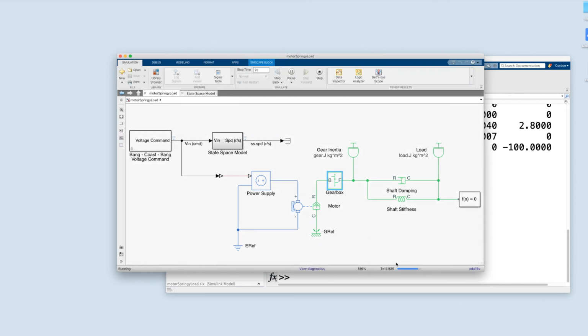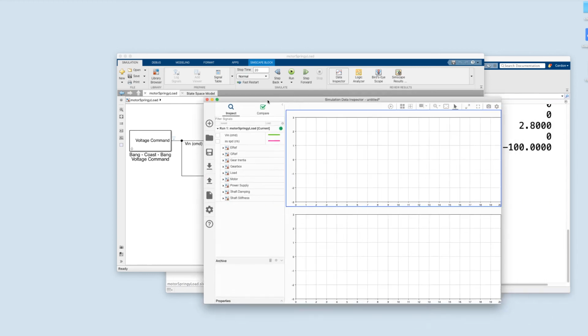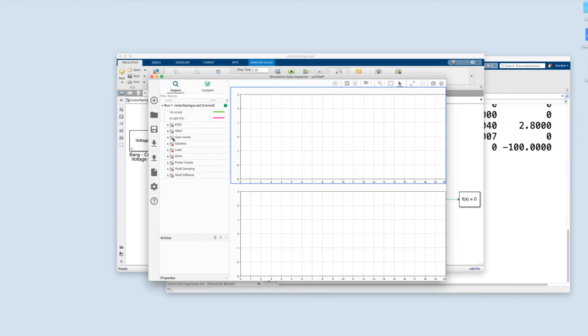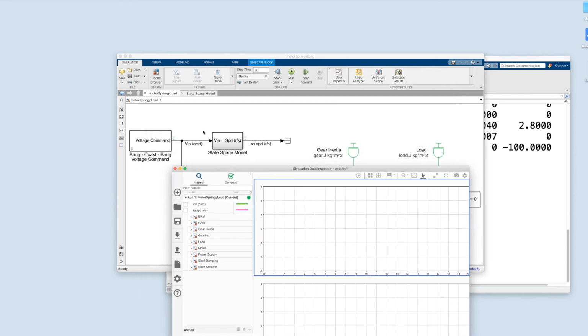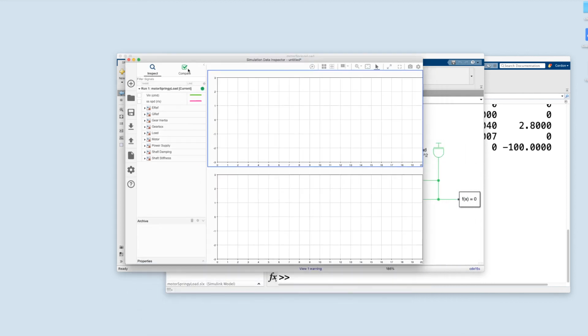Okay, it's running. Okay, done. So I go to the data inspector and cross your fingers, please. So let's see what we have here. What we should see is that the speed from the state space model matches up with the component-based model that we made in Simscape. So to do that, we could look at the load.